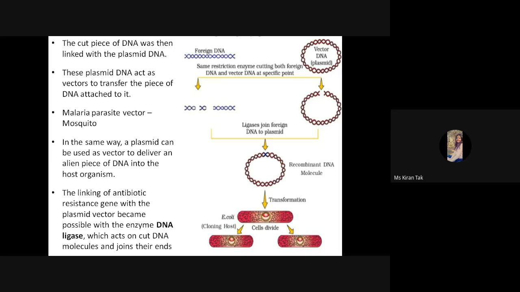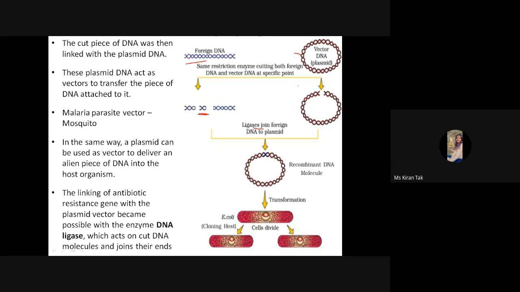Okay, so this is the foreign DNA, the whole genome of the Salmonella typhimurium, and this is the vector. And this is the gene of interest. This is the antibiotic resistance gene, which is ligated with the help of the DNA ligase enzyme, and then it will form the recombinant DNA molecule. This recombinant DNA molecule is then transformed in the E. coli, and then with the help of the replication process, the cloning of the gene will take place.